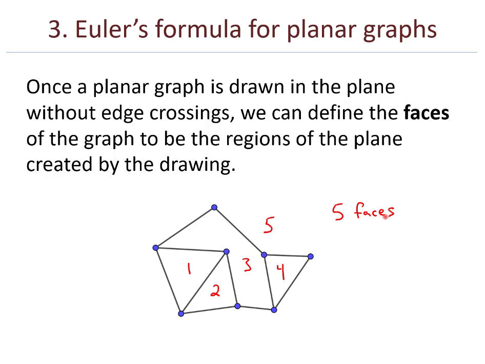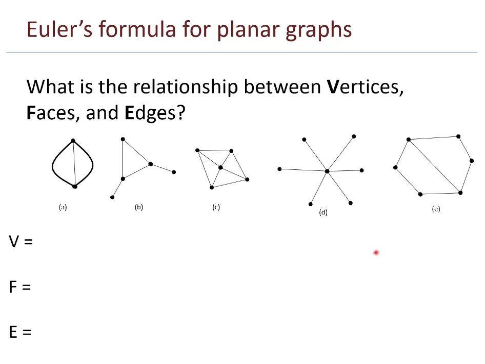Here's a good question. Is the number of faces invariant? So I drew this graph one particular way, but you know I can move vertices around. I could draw this graph another way and really get something that looks very different. Will it still have 5 faces? Maybe I can draw this graph in a different way that creates a different number of faces. Let's take a look at this. It turns out that there is an interesting relationship between the number of vertices, faces, and edges.